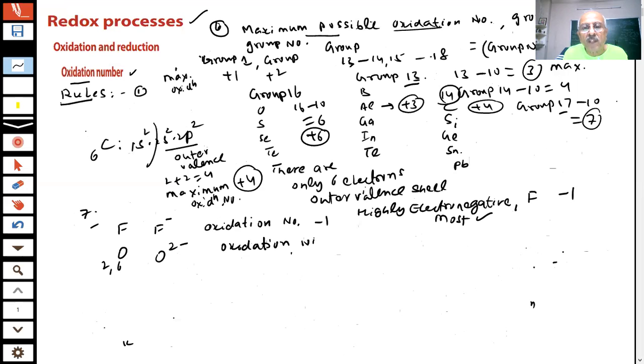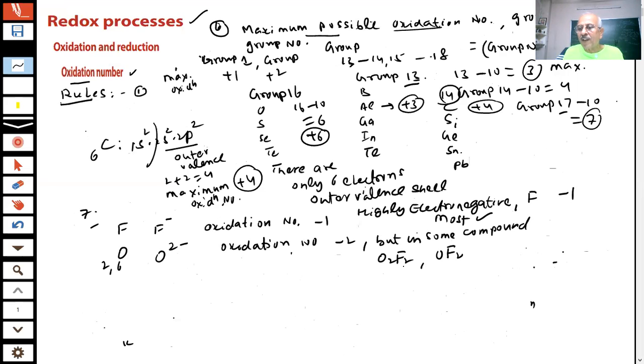Oxidation number of oxygen is -2. But note down, in some compounds, for example, if oxygen forms compounds with fluorine, like O2F2 or OF2, what happens?